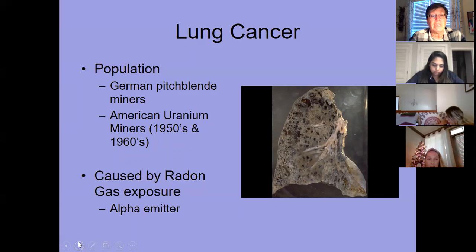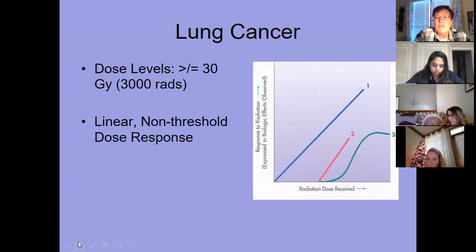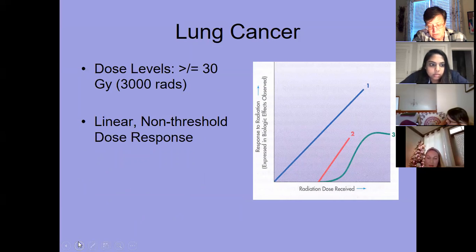But the biggest culprit is the radon gas, which is an alpha emitter. So altogether, dose levels of greater than or equal to 30 gray are associated with lung cancer, and it is that linear non-threshold dose response. Something that's interesting is that these uranium miners had a relative risk of 8-to-1. So they are 8 times more likely than the general population to develop lung cancer, unless they smoked.